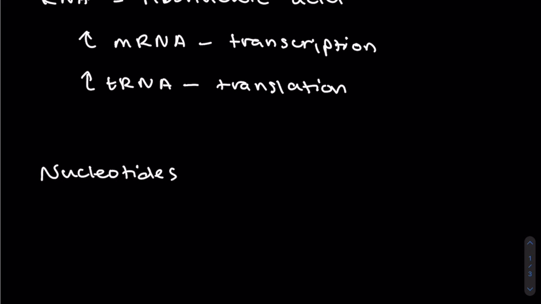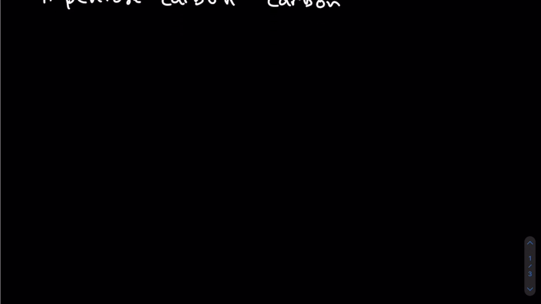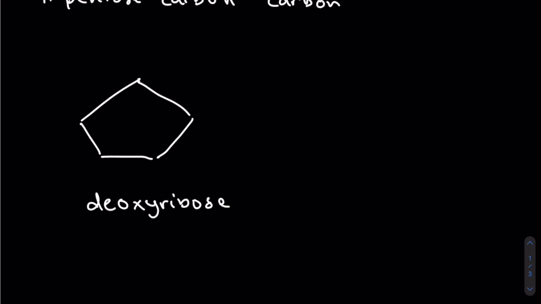And nucleotides are made up of three main components. So firstly, we have a pentose carbon ring, which is either deoxyribose or ribose. So if you remember back to topic 2, carbohydrates, there's two different types of sugars that are pentose sugars that we need to know. There's deoxyribose and ribose. Let me just draw them real quick.